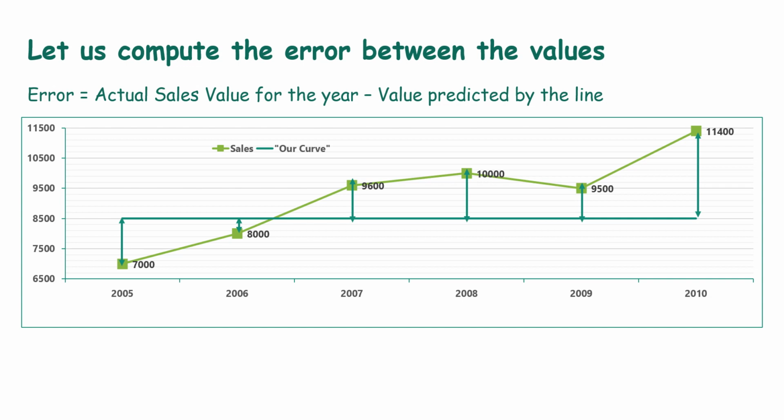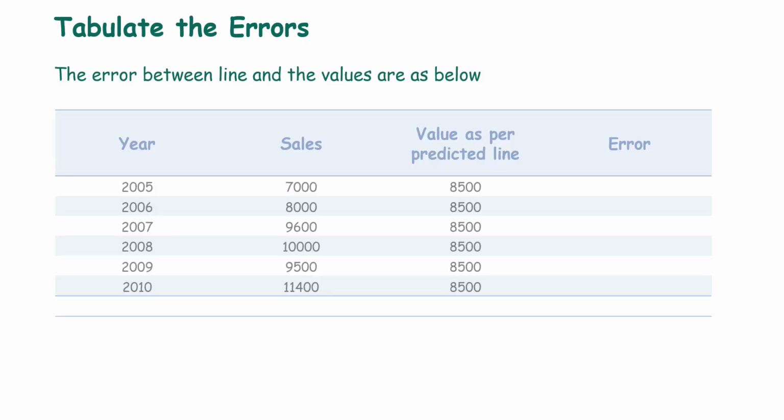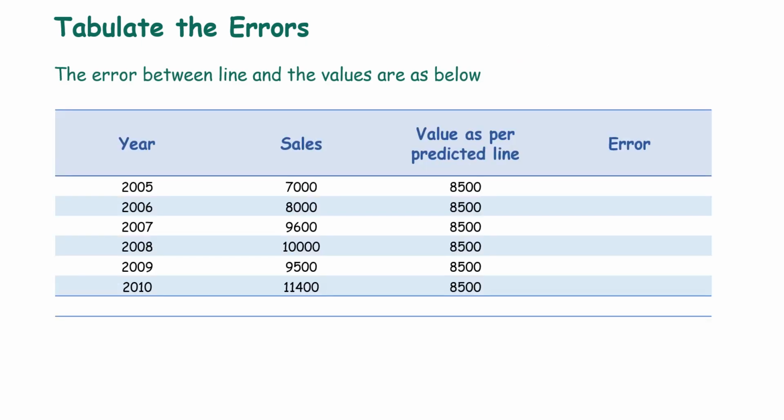Let's put this in a tabular format for us to understand better. So this is how the values look. The first two columns are your exact data, and your third column is the one predicted by the line that we have assumed. The first step is to compute the error between the values predicted by the line and the sales value. It's pretty simple arithmetic. It's 7,000, which is the sales value, minus 8,500, which is the value predicted by the line. On subtracting I get minus 1,500.